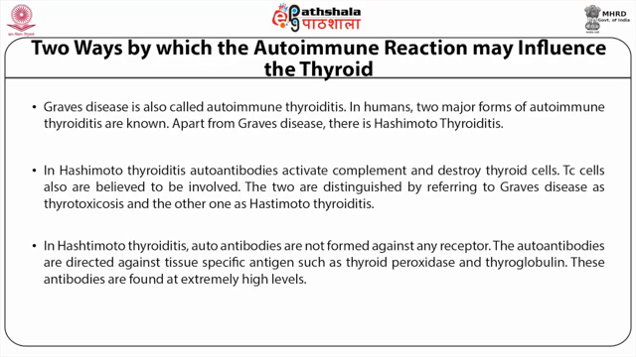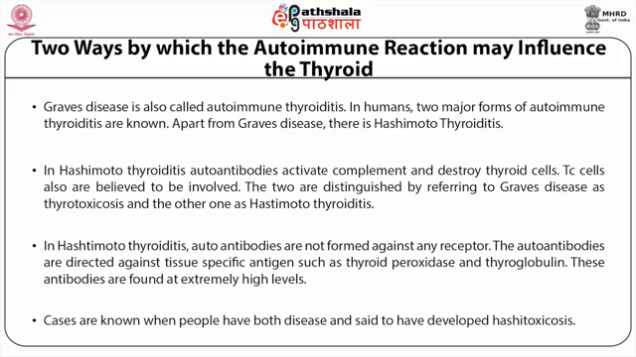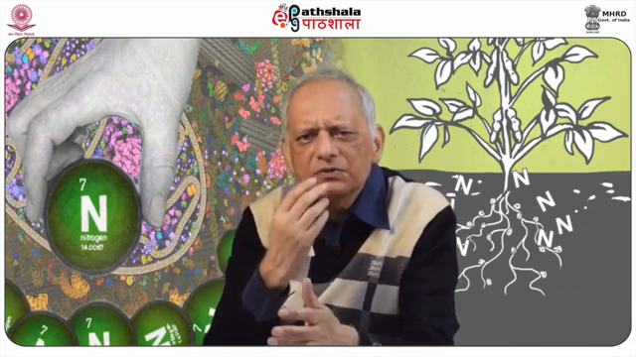Women with thyrotoxicosis may give birth to babies afflicted with the disease, because the antibodies against TSH receptors are passed through the placenta. Cases are known when people have both diseases and are said to have developed hashitoxicosis. The realization that Graves' disease is an autoimmune disease came from studies by physiologists who were interested in understanding how the pituitary controls thyroid activity.